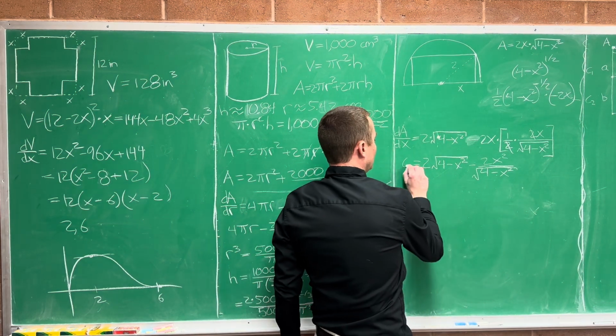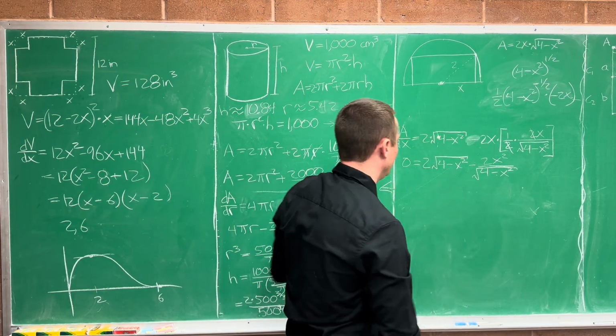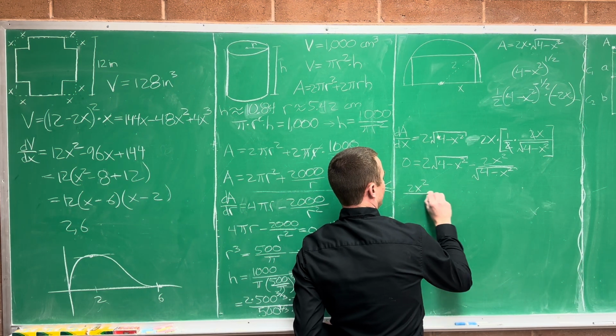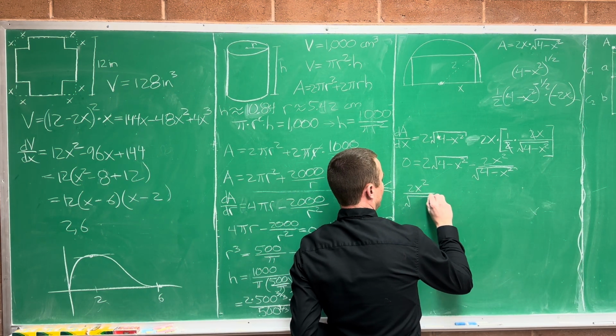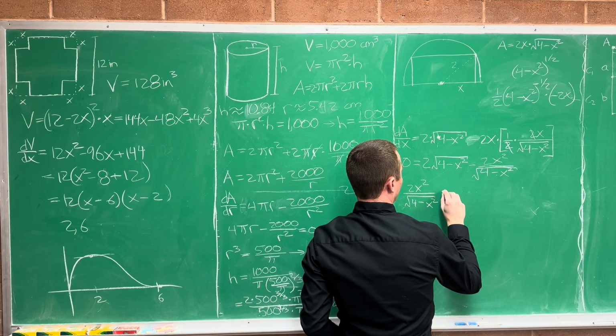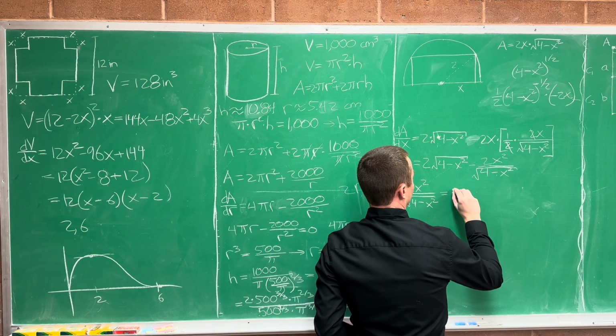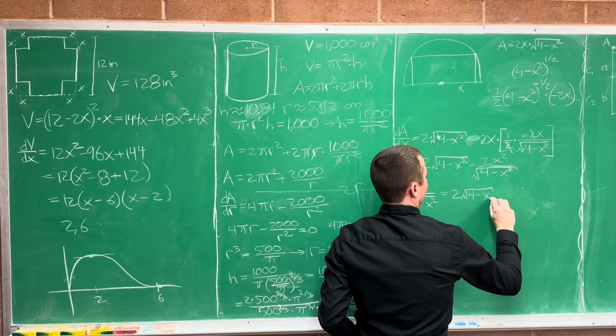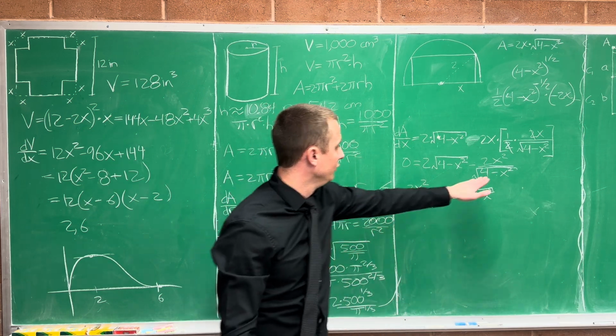And I want to know where this is equal to 0, so I'm just going to move this to the other side. So I want 2x squared over the square root of 4 minus x squared. I want to know where this is equal to 2 square roots of 4 minus x squared. Just moving this to the other side.